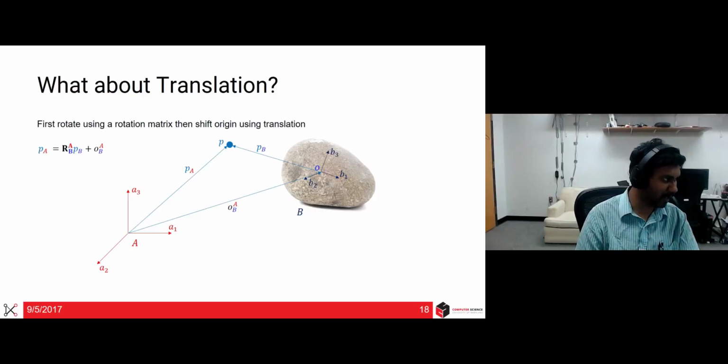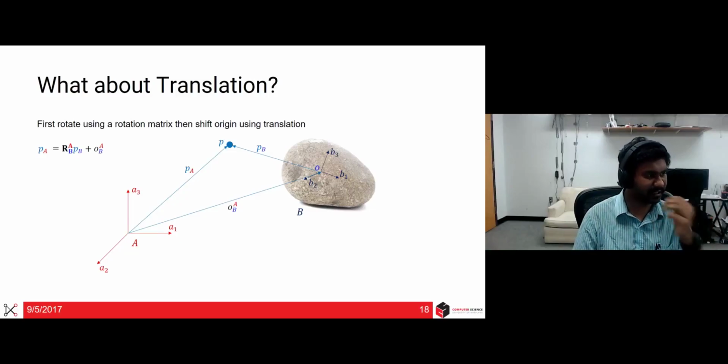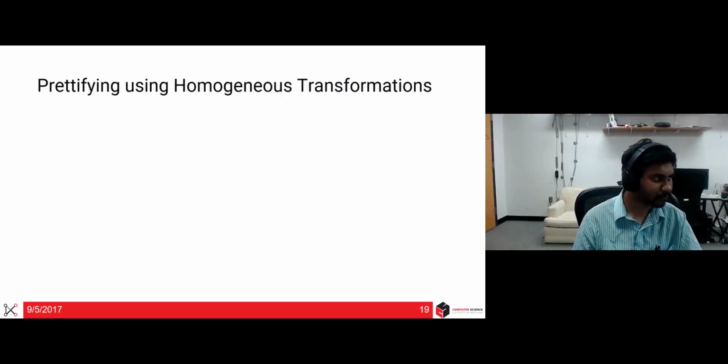A point in frame A is denoted as the rotation of frame B with respect to A multiplied by the vector in frame B, plus the origin, or the translation, which takes you from frame A to frame B. This is indeed the vector which takes you from frame A to frame B, as shown in the figure here. And so it's super intuitive. It all comes from simple vector sums and you can derive it.